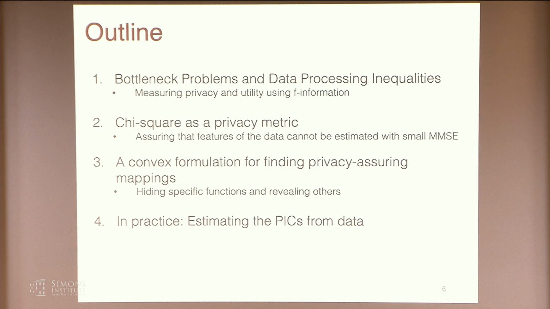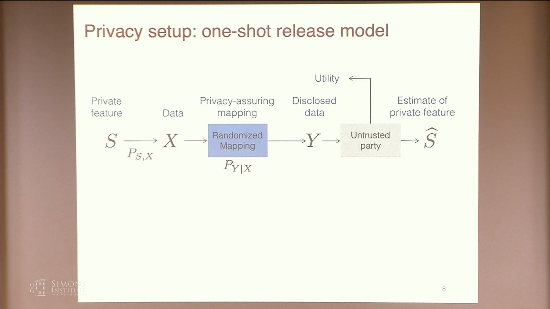Okay? So I'm going to start with a brief overview on bottleneck problems and data processing inequalities and how it relates to privacy within this one-shot release setting that I mentioned. So to make this a little bit more precise, this is a model that we'll be looking at. It's a toy example where we have a private feature S for secret. We have data X. And our engineering goal is to understand what are the limits of designing this blue box here, a privacy assuring mapping that will randomize one sample into a disclosed data Y that you're going to give to the entrusted party. This entrusted party will give you some utility, right?